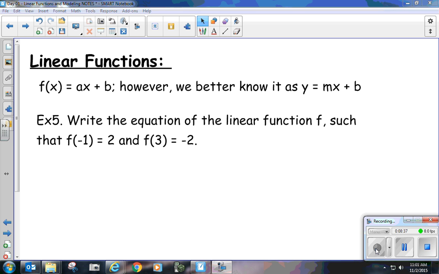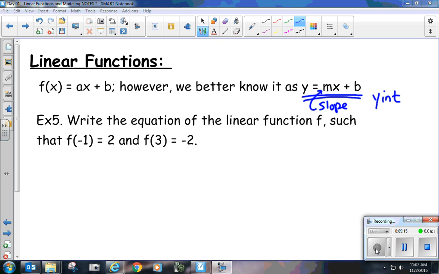Example 5. Write the equation of a linear function f such that f of -1 is 2 and f of 3 is -2. All right. Well, we are going to use this right here. Does anyone know what form this is called? It's linear, but what is the m and what is the b? Slope and what? Y-intercept. This is your slope, which is right here, and this is your y-intercept. So this is called slope-intercept form.